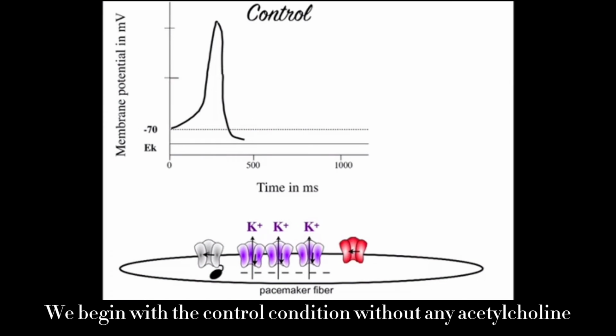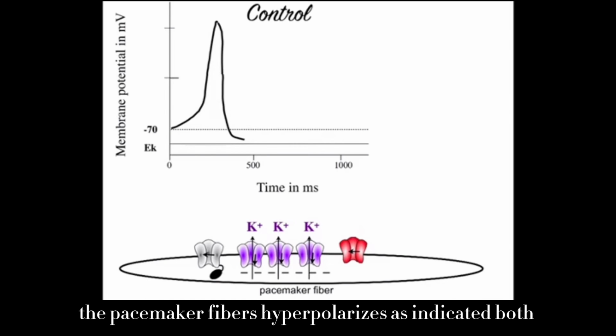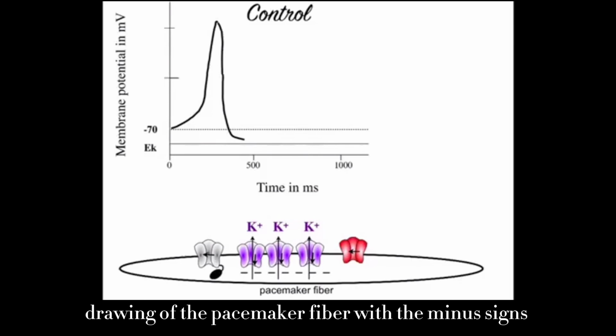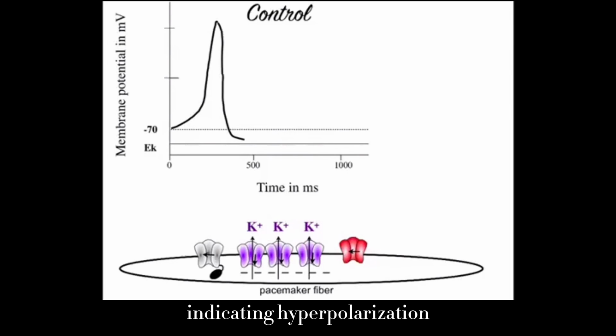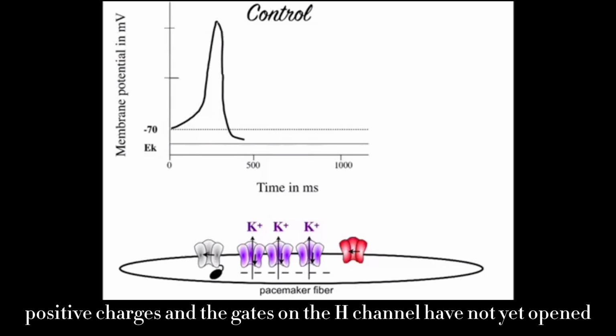We begin with the control condition, without any acetylcholine or adrenaline. The pacemaker fibers hyperpolarize, as indicated both in the top trace of the membrane potential and in the lower drawing of the pacemaker fiber, with the minus signs indicating hyperpolarization. The potassium channels are open, allowing for the efflux of positive charges, and the gates on the H channels have not yet opened.